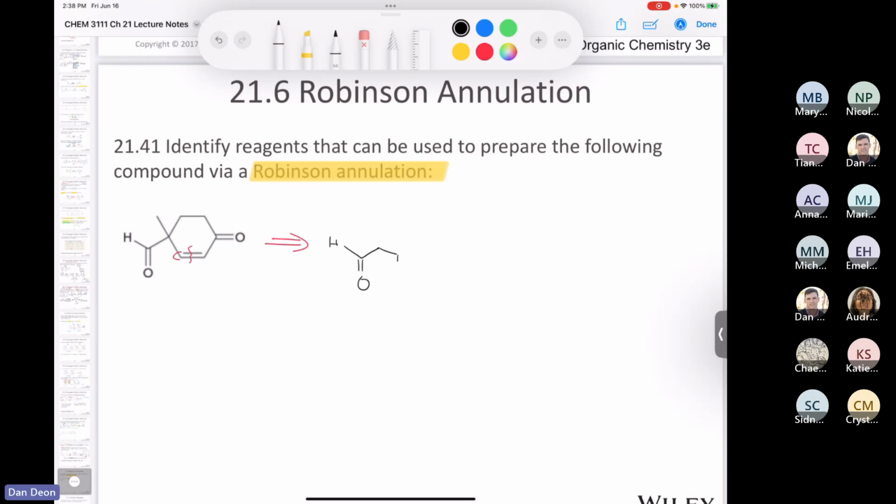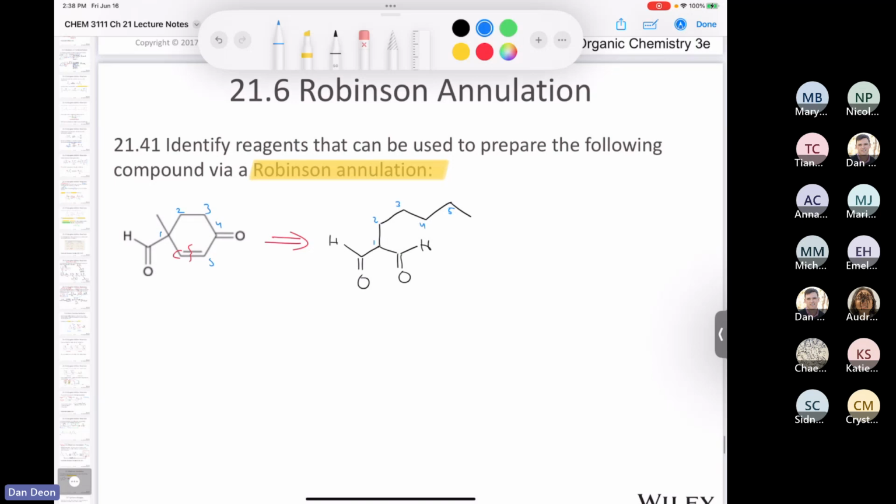So we're going to have a dialdehyde like this. And then I'm going to count from the carbon in the middle. We've got 1, 2, 3, 4, 5, like that. So if I put the numbers here, we have 1, 2, 3, 4, 5. Did I add an extra carbon? Let me try numbering it a different way.